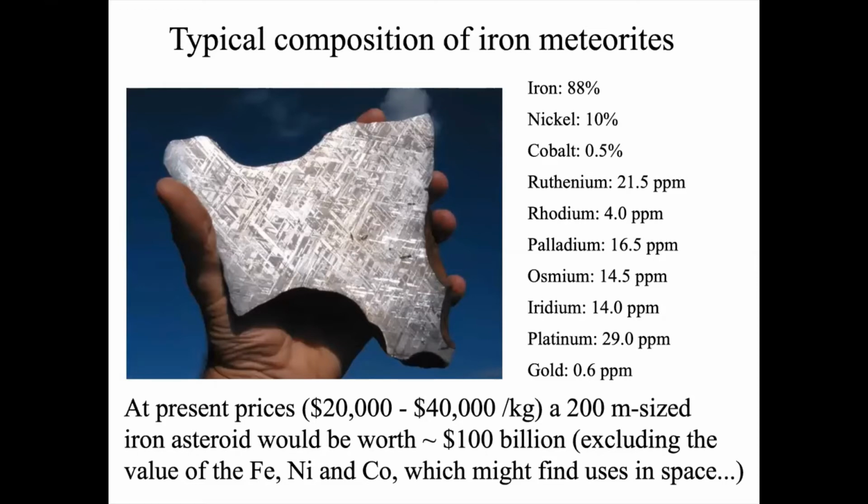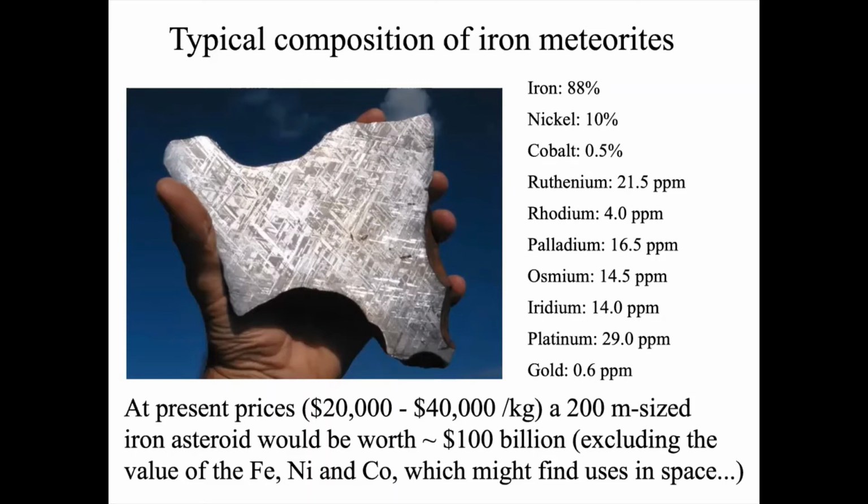Hilary showed a similar picture. You can see the crisscrossing pattern. This is the Widmanstätten pattern of intergrown kamacite and taenite iron-nickel crystals that you get in iron meteorites. And so iron asteroids like 16 Psyche are probably similar.